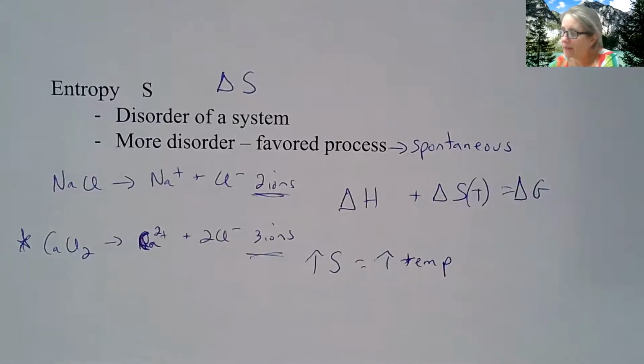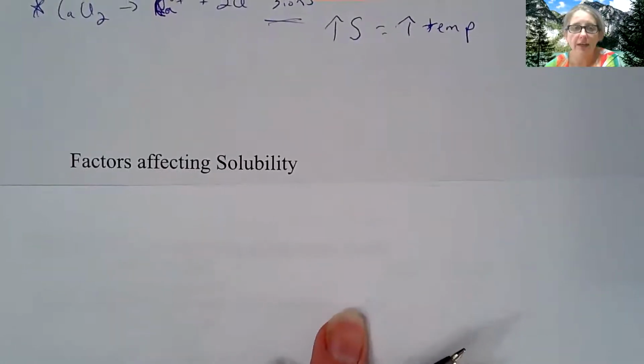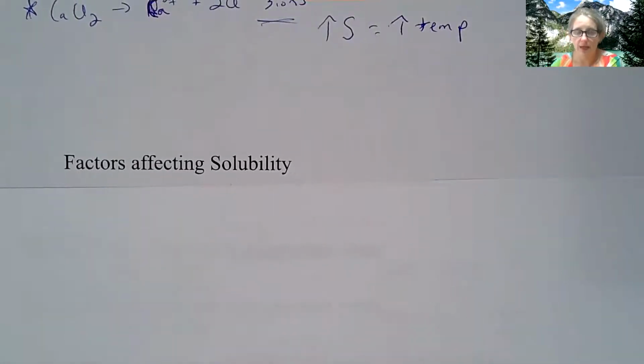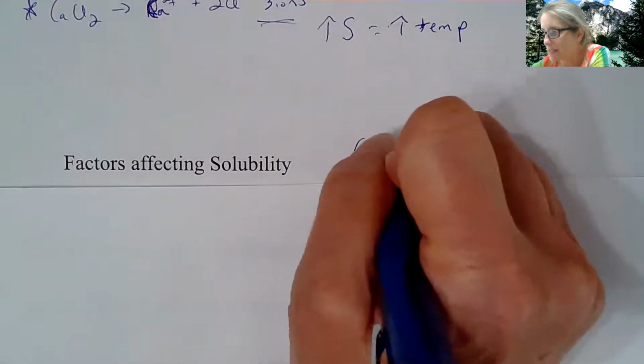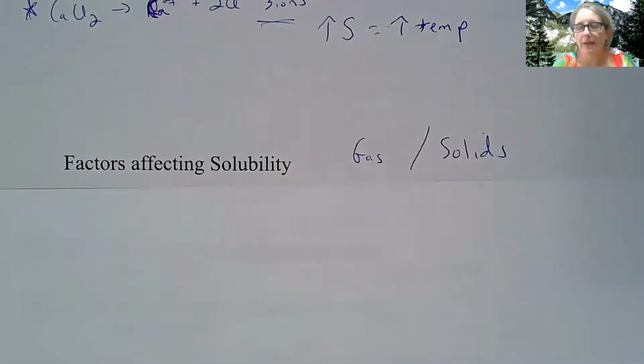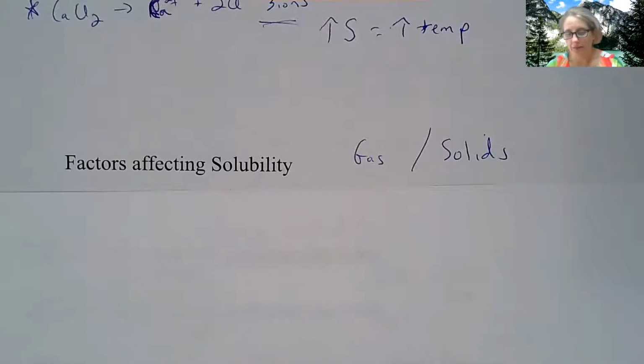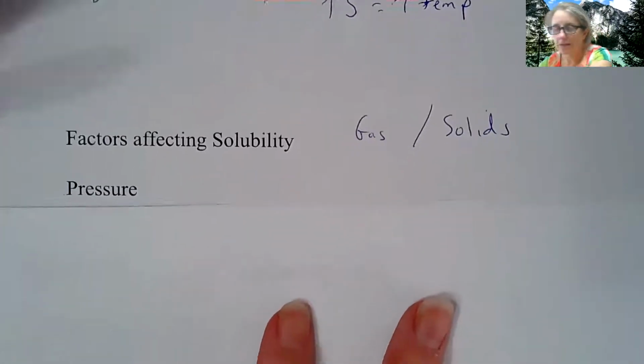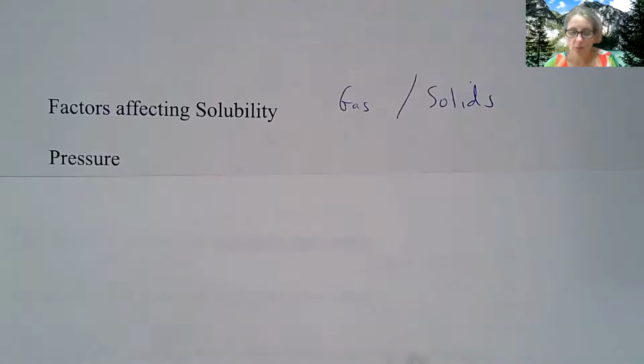So speaking of dissolving and affecting how things behave, we're going to talk about factors that affect solubility. So we're going to talk about gases, and we're going to talk about solids, and how they can change their solubility depending upon the situation. So in terms of gases, that's what I'm going to talk about first here. Gases are going to be, of course, affected by pressure. So pressure in our case, we're talking about trying to dissolve a gas into a liquid.